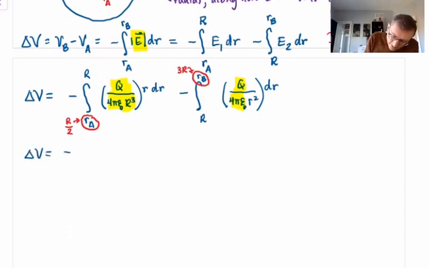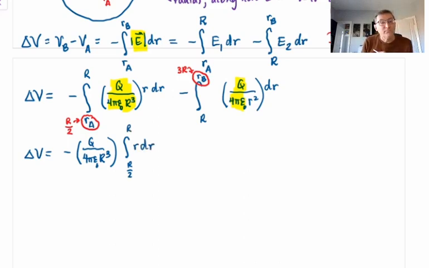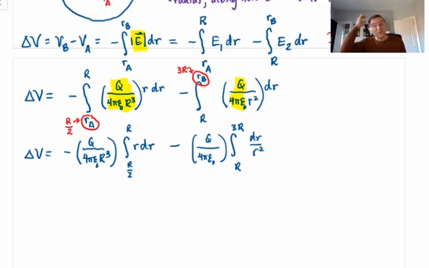All right, so I have negative q over 4 pi epsilon 0 big R cubed, integral from big R over 2 to big R of little r dr. Then minus q over 4 pi epsilon 0, integral from big R to 3 times big R of d little r over little r squared. Now both of these integrals are easy to do. I'll write the second one like this: r to the minus 2 power dr.